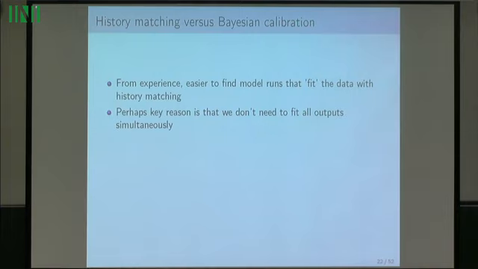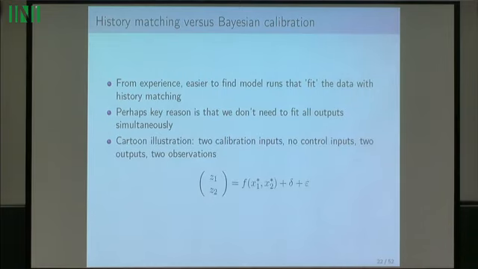Possibly one of the reasons for this is that with history matching you don't explicitly have to try and fit everything in one go. This is just a very noddy illustration. It might be a very obvious point, but I think it's worth spelling out. Let's suppose I've got a model that produces 2 outputs, and I've got 2 calibration outputs I'm trying to tune my model to. Just so I can plot it, I'm going to imagine it's a model with 2 inputs that produces 2 outputs. I'm going to have a vector of discrepancies and a vector of errors.